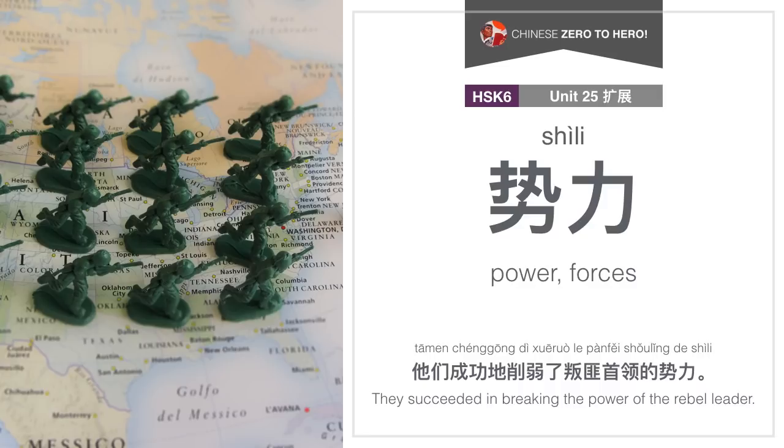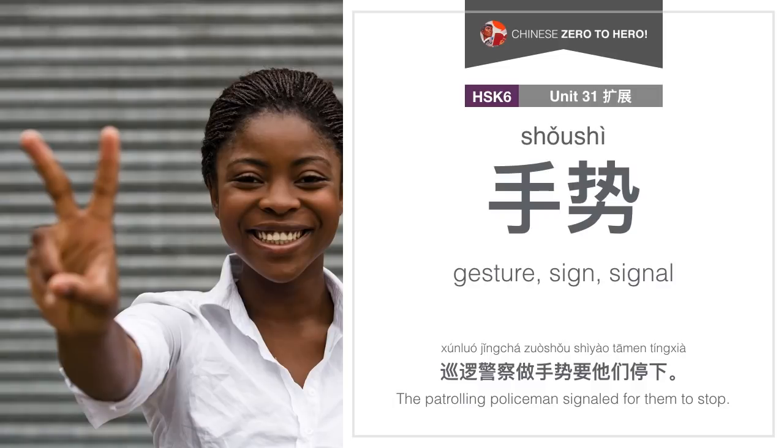In HSK 6, we also learned the word 势力, meaning power or forces. 他们成功地削弱了叛匪首领的势力. They succeeded in breaking the power of the rebel leader. In HSK 6, we also learned the word 手势, meaning gesture, sign, or signal. 巡逻警察做手势要他们停下. The patrolling policeman signaled for them to stop.